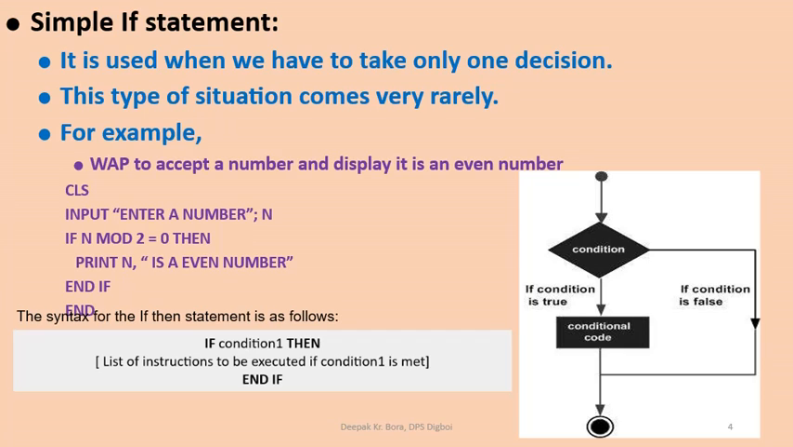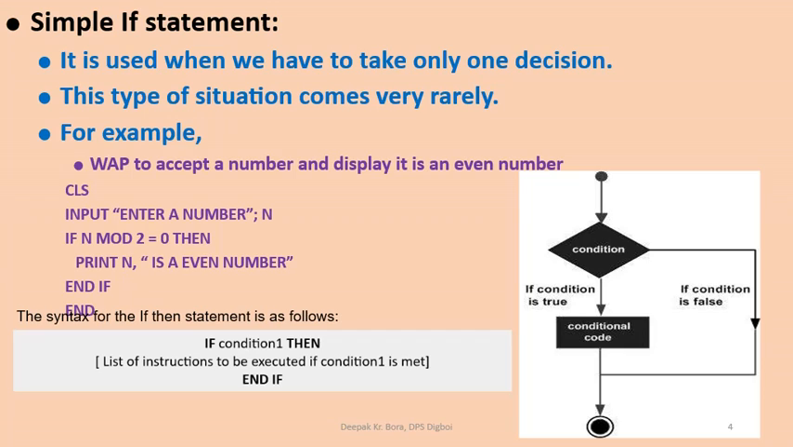From here we can see the syntax of the if then statement is: if condition 1, then list of instructions to be executed if condition 1 is met, then end if. If you see the flowchart here, we start, and the program counter comes to the condition, where the condition will be checked. If the condition is true, then the conditional code, that is after then, will be executed. If it is false, then it will not go into it and will just come out and go to the next instruction.